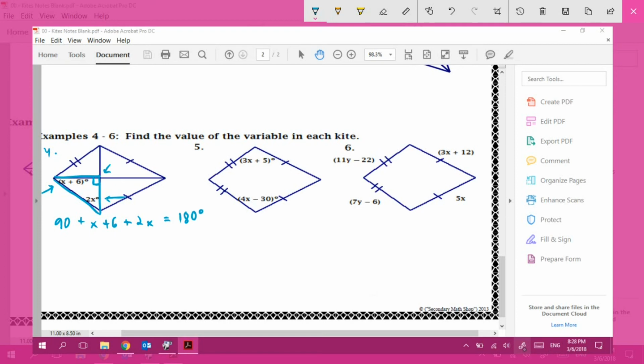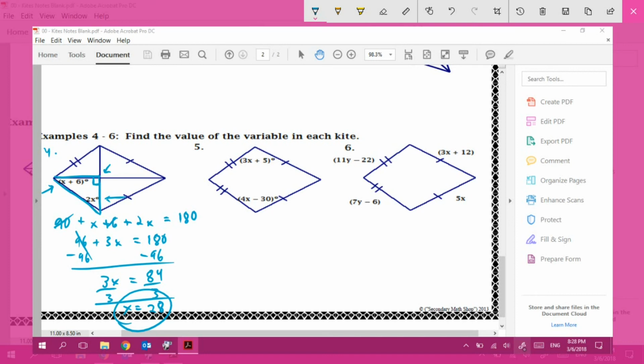180 degrees. So now I'm going to combine like terms. 90 plus 6 is 96. And x plus 2x is 3x. So plus 3x equals 180. Now subtract 96 from both sides. 3x equals 84. Then divide by 3 on both sides. Boom. x equals 28. And I've solved for x. Wow. That was crazy.